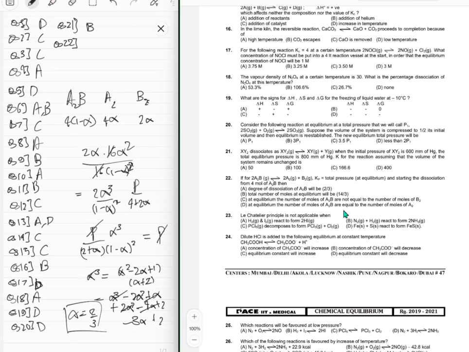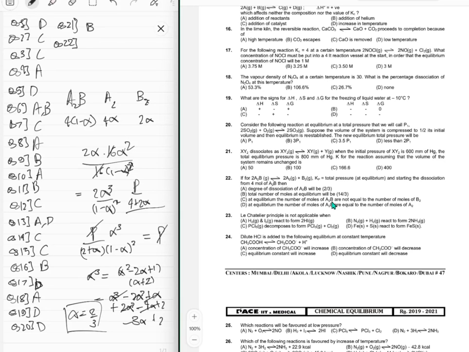We got it. So degree of dissociation is 2 by 3. So A is very correct. Total number of moles at the equilibrium, that will be this thing, 4 plus 2 alpha, which is 4 plus 2 into 2 upon 3. 4 plus 4 upon 3, that is 12 plus 4, yeah, it's 16 upon 3, not 14 upon 3. Okay, at equilibrium, the number of moles of A to B are not equal to the number of moles of B to.